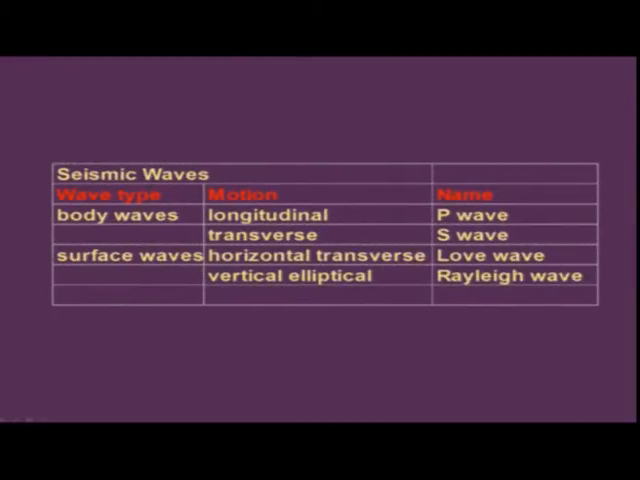So if you look at the compilation of these seismic waves, we have the wave type, then the motion, and then the names assigned to these waves. In a broader sense, we have body waves and surface waves. Motion is longitudinal or transverse: for the P wave it is longitudinal, for the S wave it is transverse. For surface waves, the Love wave has horizontal transverse motion, and the Rayleigh wave has elliptical motion. So in total we are not left out from any side. All types of motions will be experienced at the time of an earthquake.